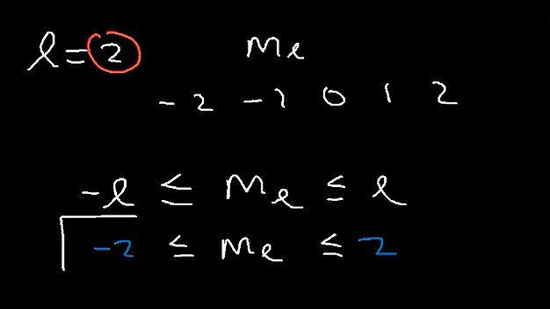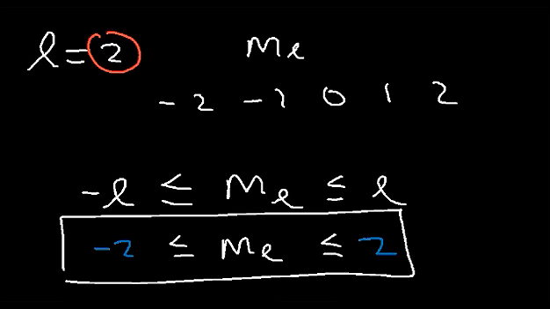Now ML has to be an integer. It won't be a decimal value like 1.3 or something like that. It has to be an integer.